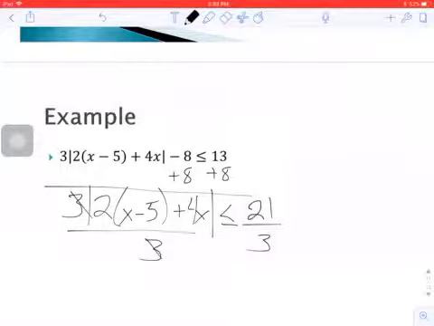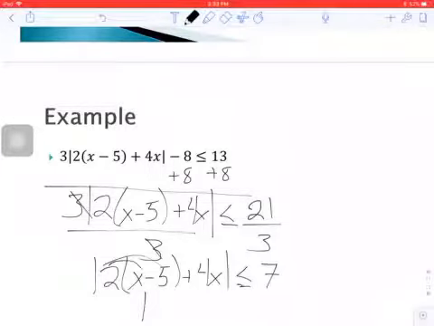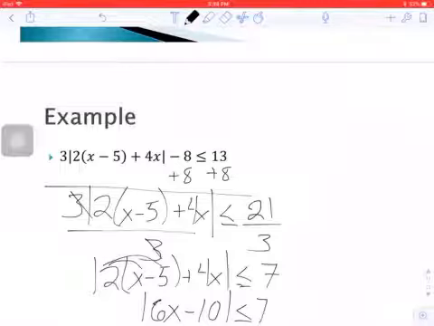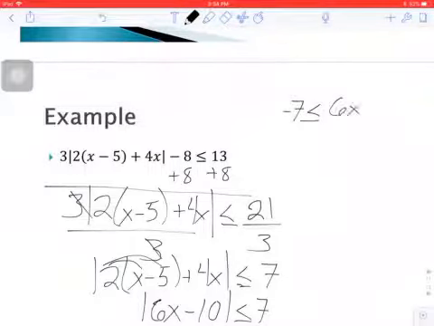These 3's cancel. I have the absolute value of 2 parentheses x minus 5 plus 4x is less than or equal to 7. I'm going to simplify what's inside the absolute value brackets real quick. So I have 2x plus 4x makes 6x minus 10 inside. It's going to be less than or equal to 7. Okay, so we're going to take what's inside. This is a less than situation. So we take what's inside and set it between the negative and the positive. So I'm going to say negative 7 is less than or equal to 6x minus 10, and is less than or equal to positive 7.